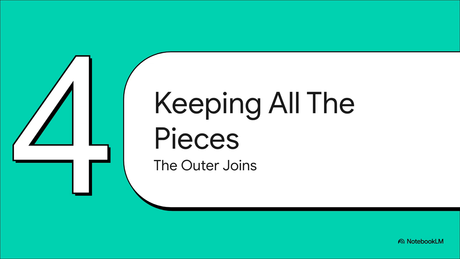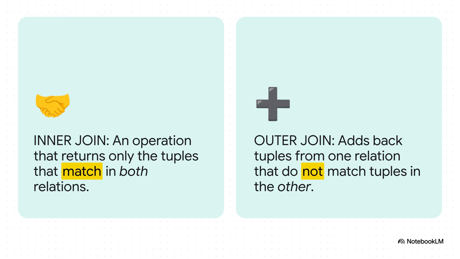Because sometimes losing that data is a huge problem. You might actually need to see everything, even the records that are incomplete. And that's where outer joins come into the picture. Let's put it simply. Inner joins are picky. They only care about the perfect overlap. Outer joins, well, they're much more forgiving.